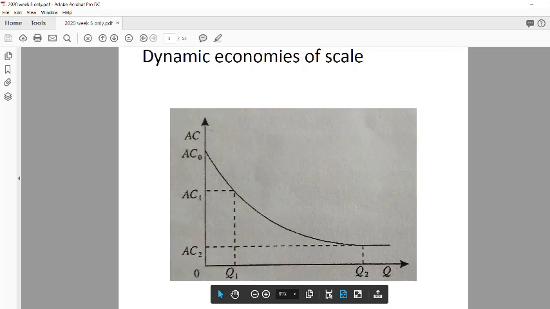So this is the learner curve. The y-axis is your average cost. The x-axis at the bottom is your total production over time, so it's cumulative production over time. So if you produce 300 goods in month 1 and next month you produce 350 goods, then roughly speaking, every month you average 325 goods.